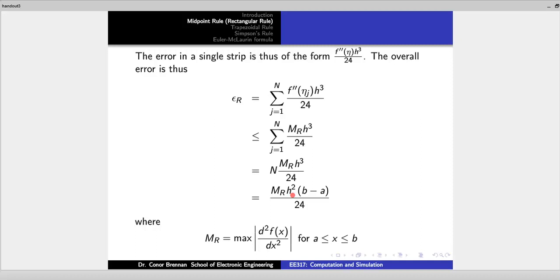What's the problem with that? If you make h smaller, what's going to happen? We're doing this on a computer.